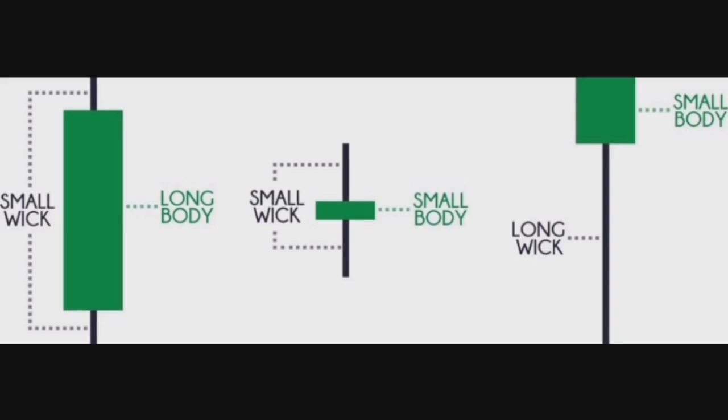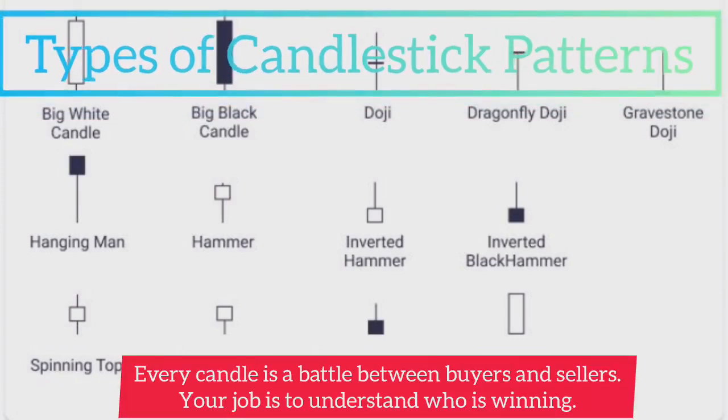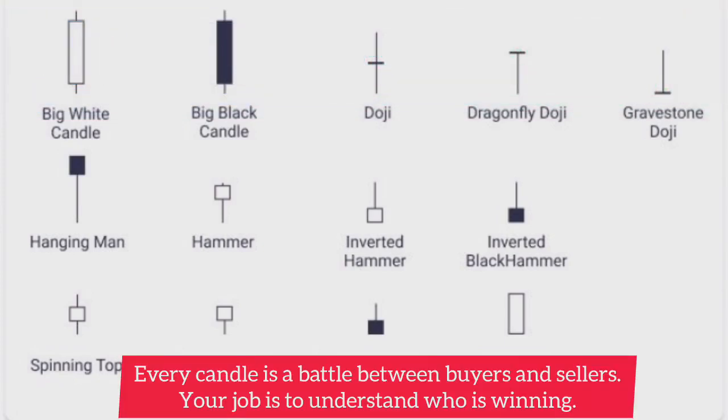So when you have a bullish candle with a long body and small wick, it indicates strong buying pressure. Also, when you have a candle with a small body and small wick, it indicates indecision. And also when you have a candle with a small body and long wick, and the candle is bullish, it indicates rejection and strong bullish price behavior. This is also true when the price is bearish. Now let's look at some types of candlestick patterns. Every candle is a battle between buyers and sellers. Your job is to understand who is winning.